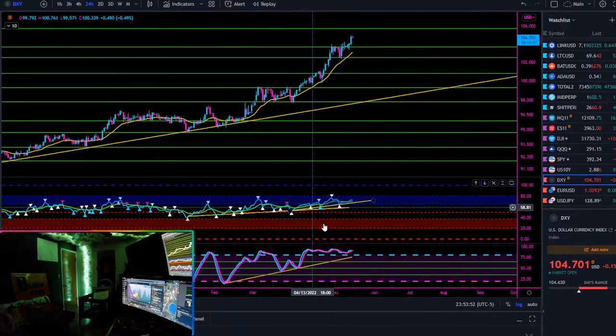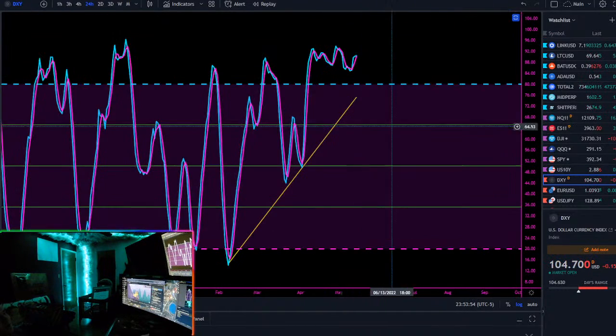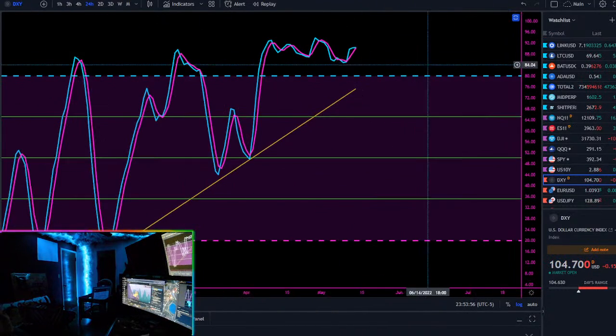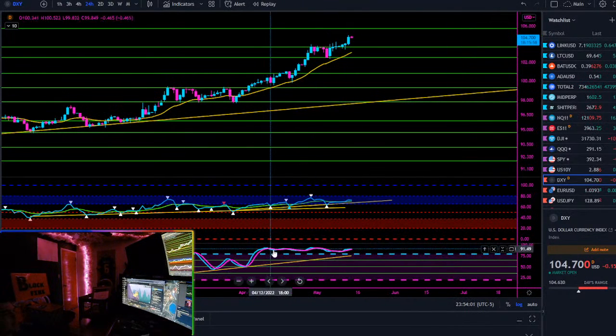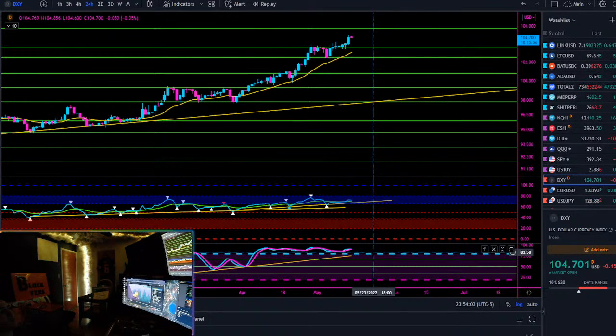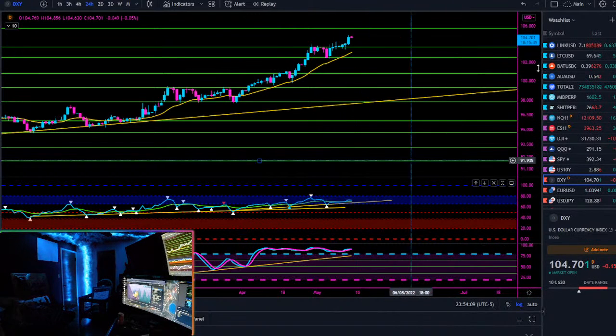Stochastics coiling in the bearish critical territory, man. I mean, just look at it. It's disgusting. Look with your eyes. That's the kind of power that you want to see on a very trendy and profitable move here. So yeah, that's the US dollar index.